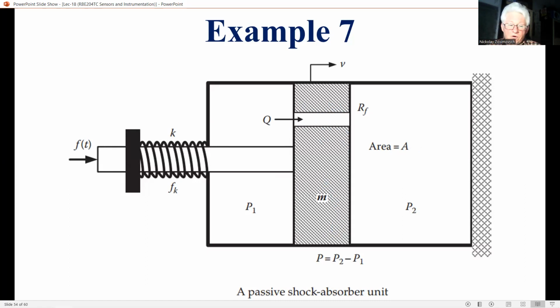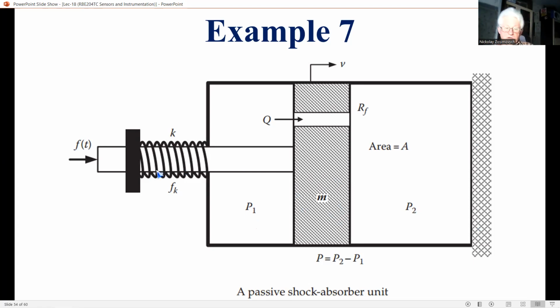Suppose that the input force applied to the shock absorber is F(t). Some important variables are defined as follows. V is the piston velocity. Q is the fluid volume flow rate through the piston opening. And P equals P2 from the right side minus P1 from the left side, the pressure difference between the two sides of the piston. Fk is the spring force.